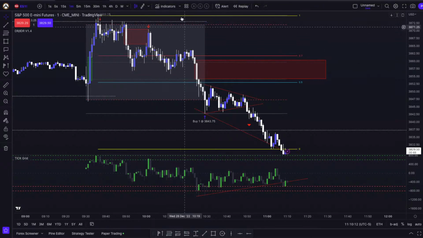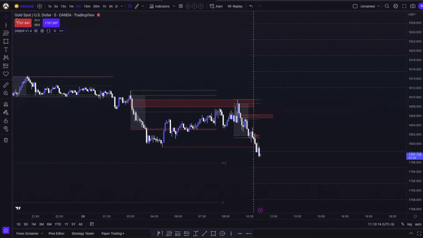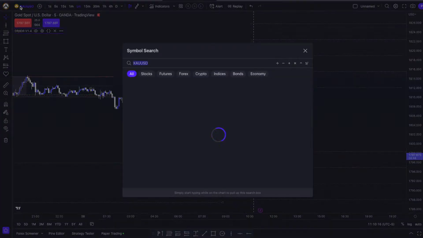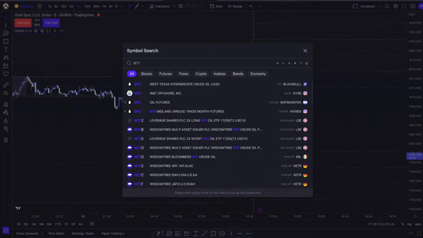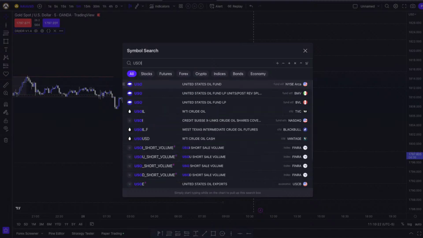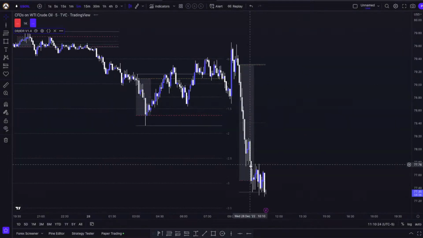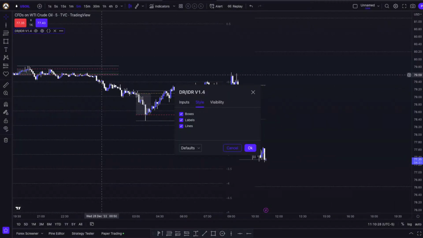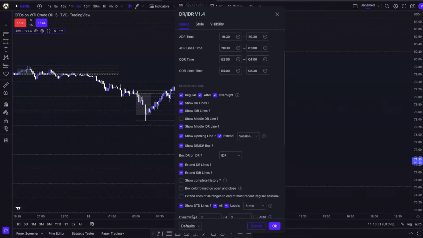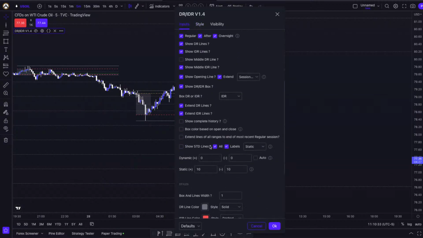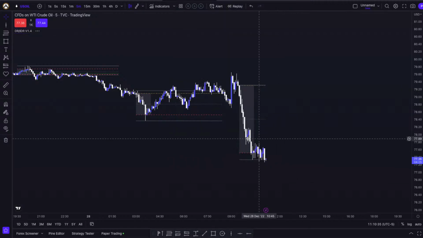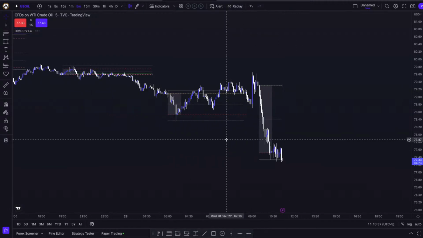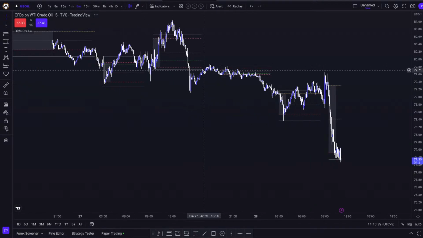All right, so gold, we did a quick analysis on gold. I want to check out what oil's been up to. WTI, no, US oil. Let's just go for this chart. We don't want to see the standard deviation lines at all right now. So what can we say about oil?